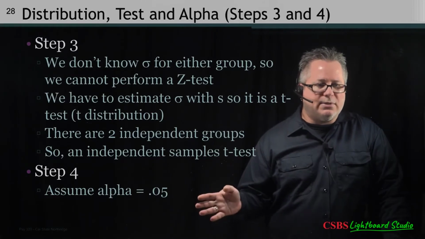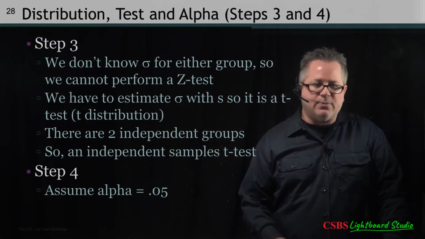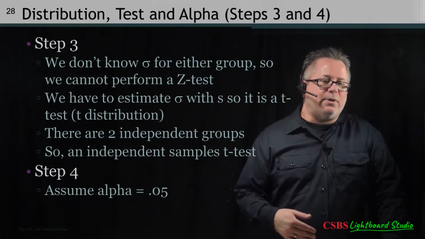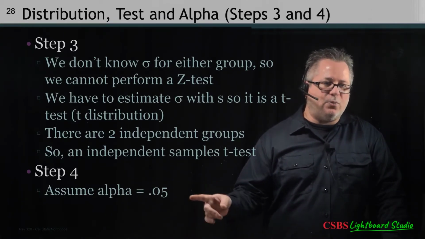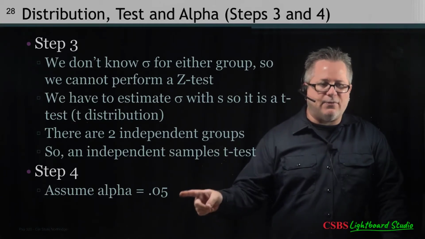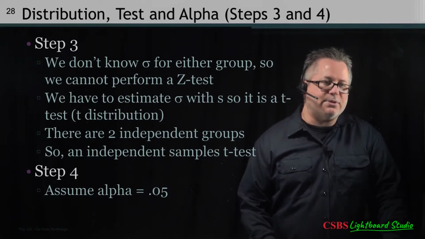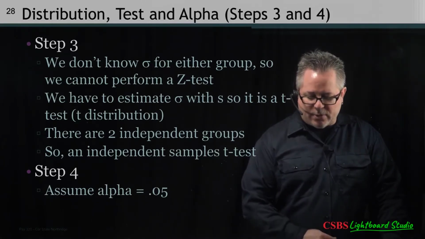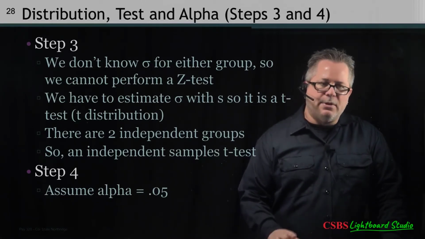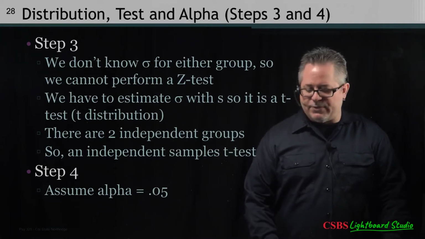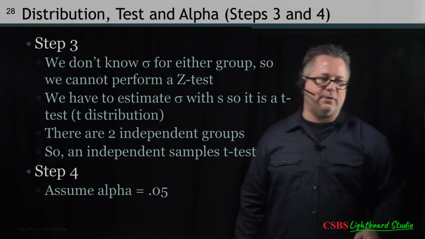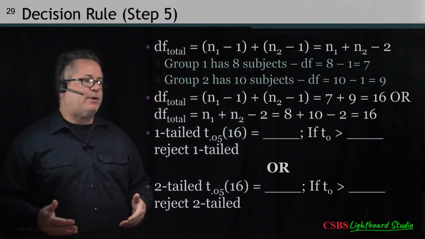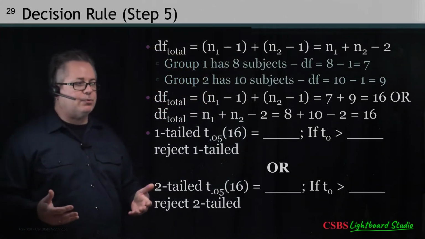Unless it says otherwise, which you might see in some practice problems, it'll say something like assume alpha is 0.01, or it'll give you a different number. But if it doesn't say anything, this is one of the places where it's safe to assume that alpha is set at 0.05 or 5%. So if you see nothing about alpha in a word problem or example, that's the one time it's sort of safe to assume that it is going to be 0.05 unless otherwise stated. So for step 5, we need to figure out the critical value and the decision rule.